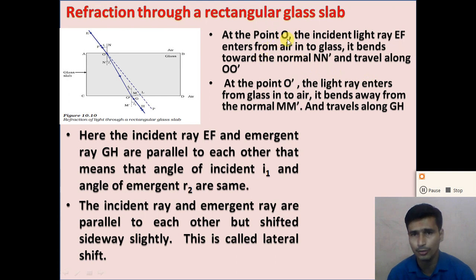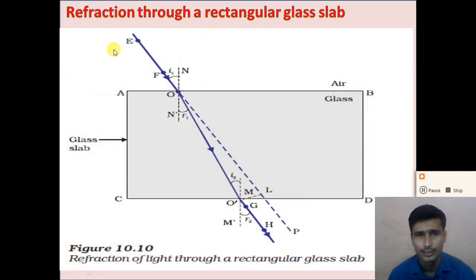So at the point O the incident light ray EF enters from the air into glass. It bends towards the normal NN dash and travels along the O dash. So first of all, as we see in the previous slide, the ray EF enters at a point O from the air to the glass medium. It bends towards the normal. So from this you will understand that when the ray of the light is traveling from the air to glass, right, the ray of the light bends towards the normal NN dash.